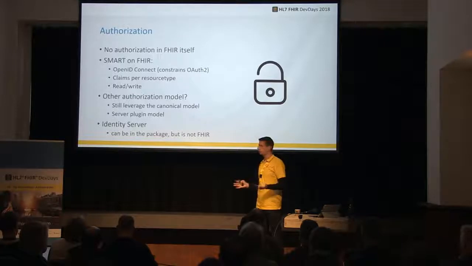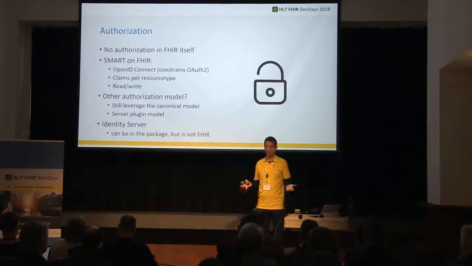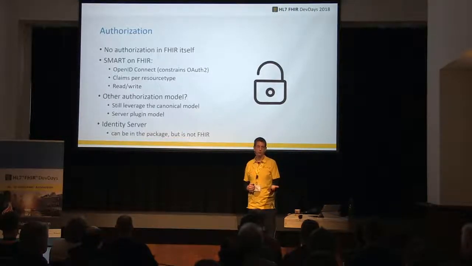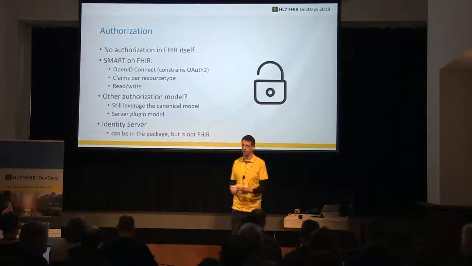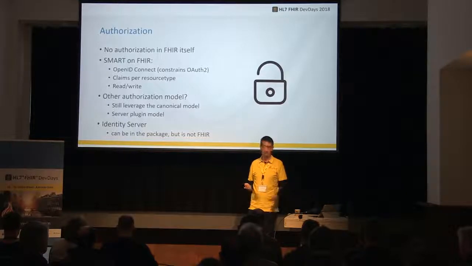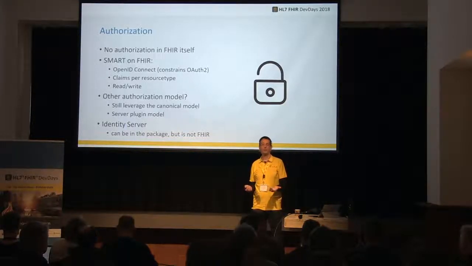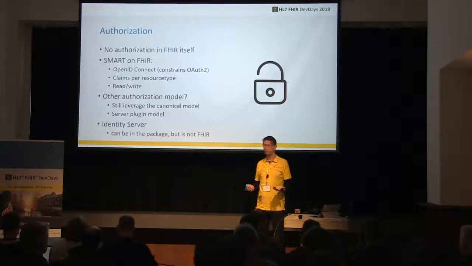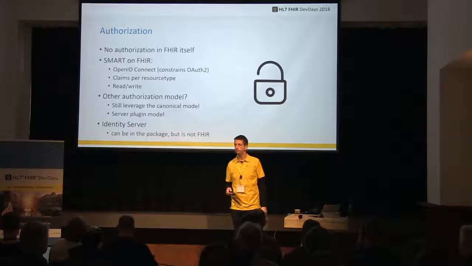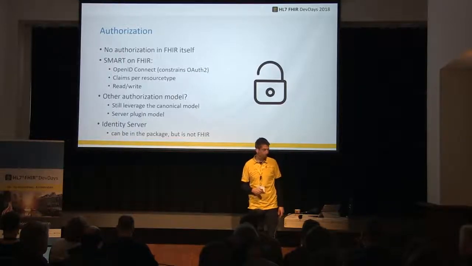If you want to do another authorization model, which is perfectly fine maybe in your organization, you can still leverage this canonical model, so you know what you can authorize on. You can authorize on the resources, or maybe on elements of the resources. That is harder to express, so you will have to find a way of expressing that. And you will have to extend your server to support that, because no server can support any authorization model that you can come up with. So that will be work on your side.